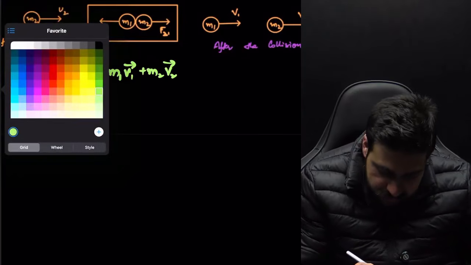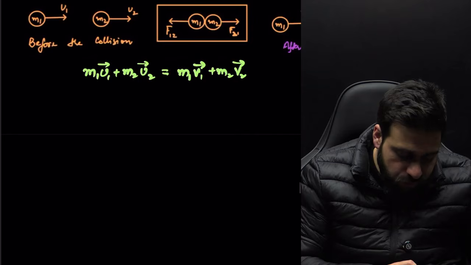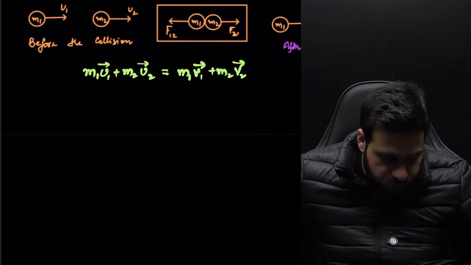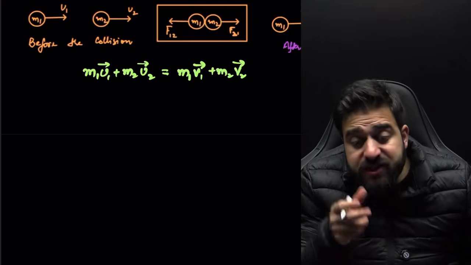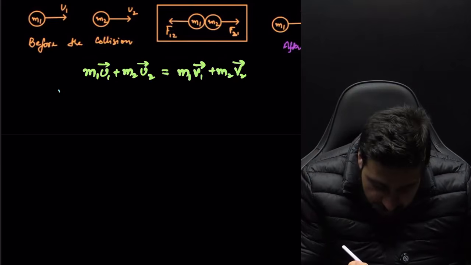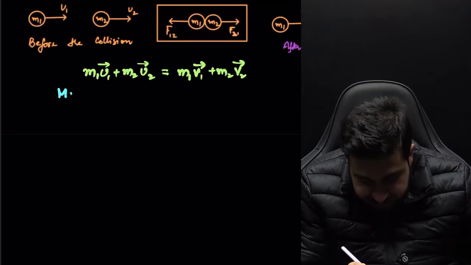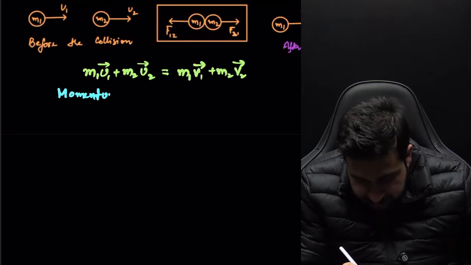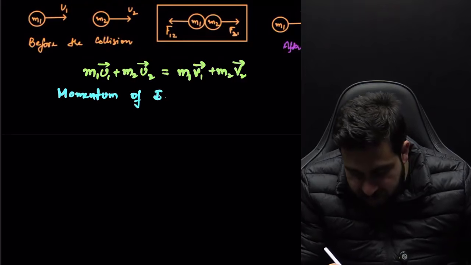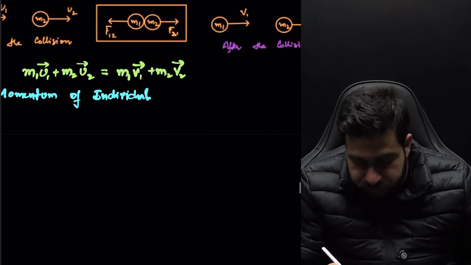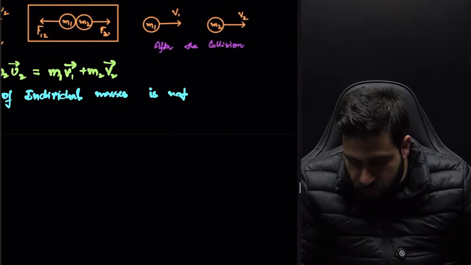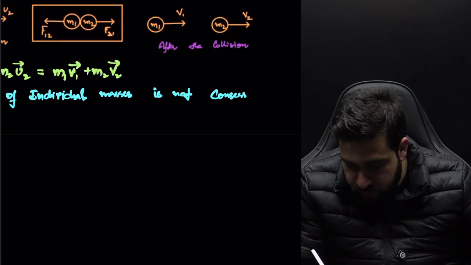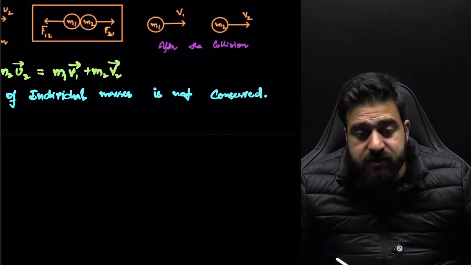Now, my dear NEET aspirants, one more important thing I just want to tell you. Momentum of the system remains conserved, but momentum of individual masses is not conserved.